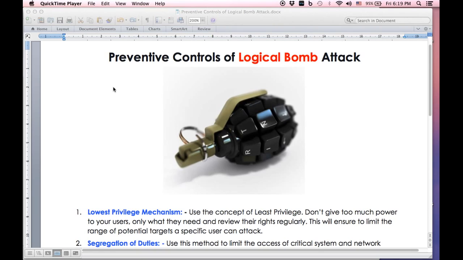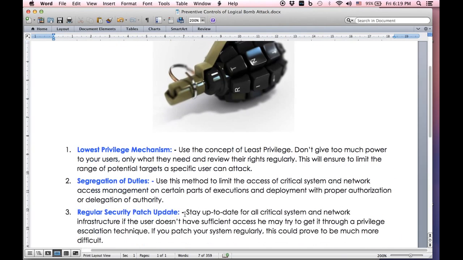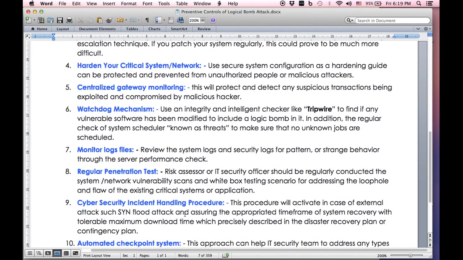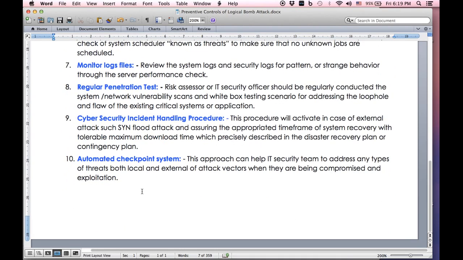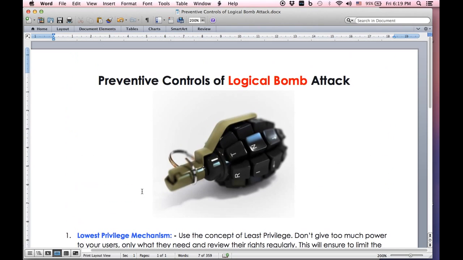Okay, welcome back to the E-Managerial website. Today I wish to share with you how we can protect and prevent the logic bomb attack. Before I go through the key preventive controls, the 10 items that we are going to discuss next, I will describe the background of the logic bomb attack.